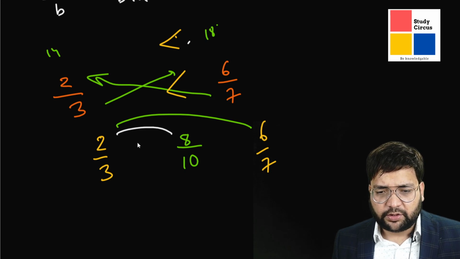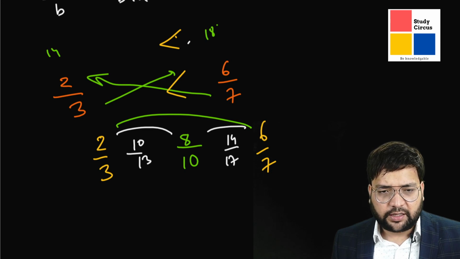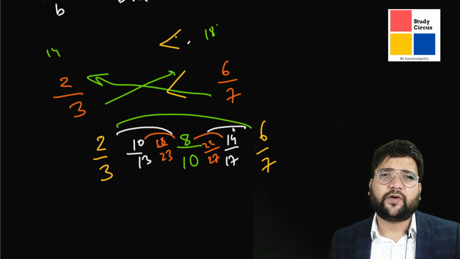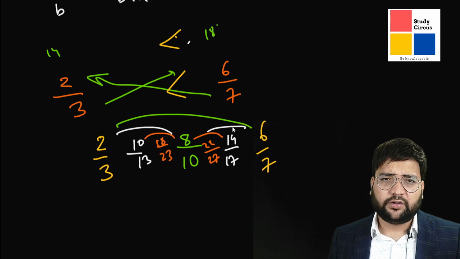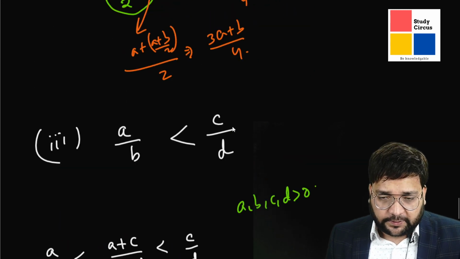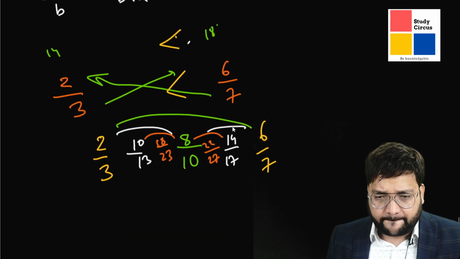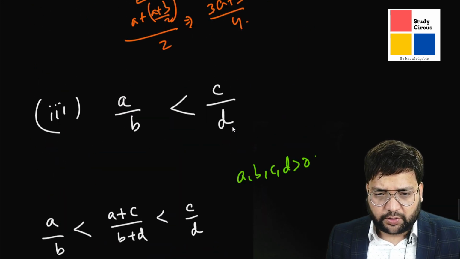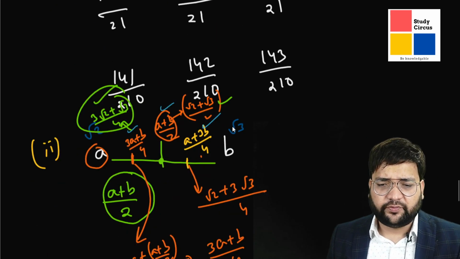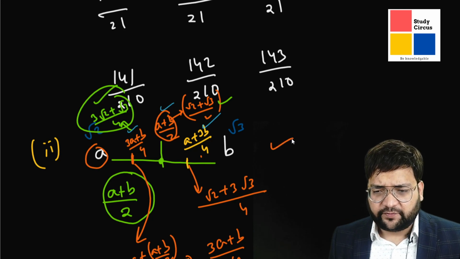Then again, in between these two, it is 10 by 13. Here it is 14 by 17. Again, likewise, you can find many numbers. In between these two, 18 by 23. In between these two, it is 22 by 27. So likewise, you can find as many numbers as you want in between any two given rational numbers. Of course, it is in p by q form, right? So we have seen how to find out rational numbers, or in this case we have seen irrational numbers also, we can find out. Okay, fine.